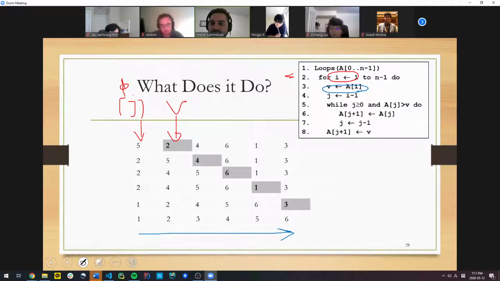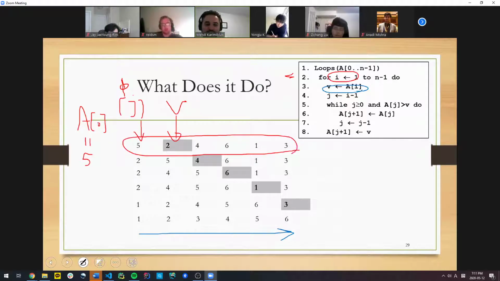So while J is bigger or equal to 0, which it is, J is 0, and A[J]. What is the value of A[J] at the beginning? It's A[0], which is 5, right? I have an input at the beginning like that, an array: 5, 2, 4, 6, 1, 3. So A[0] is 5. While 5 is bigger than V, which was 2. So 5 is bigger than that.